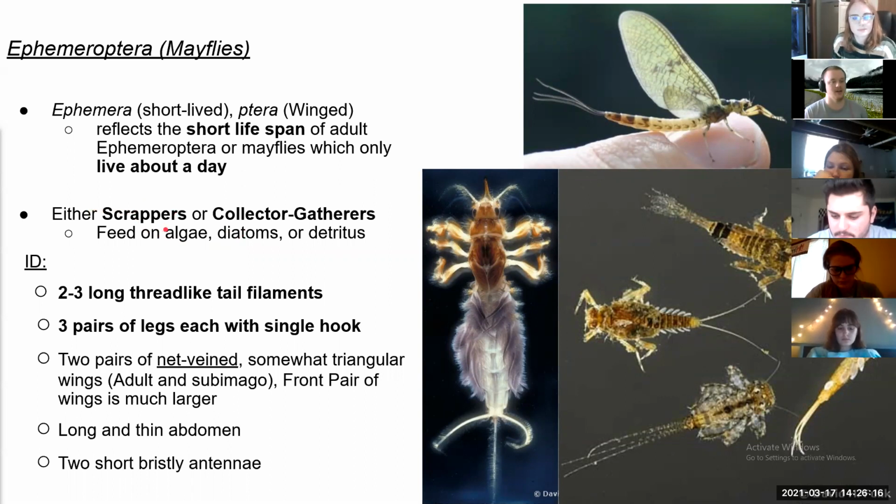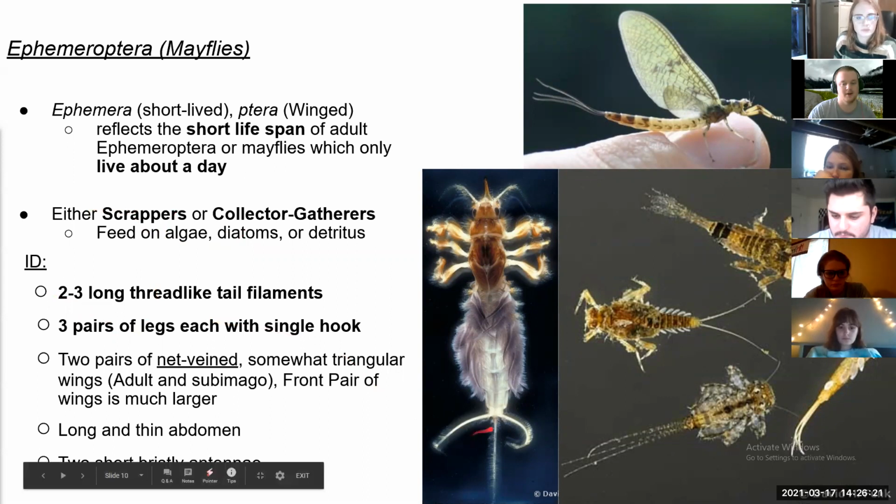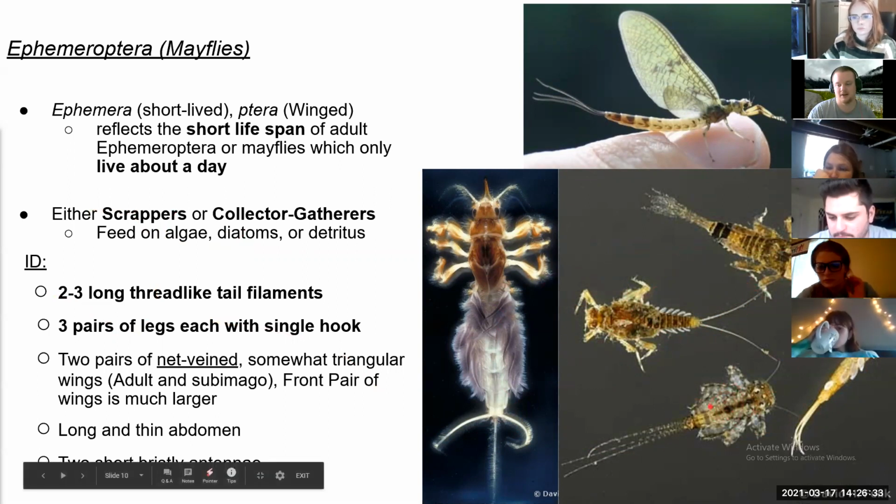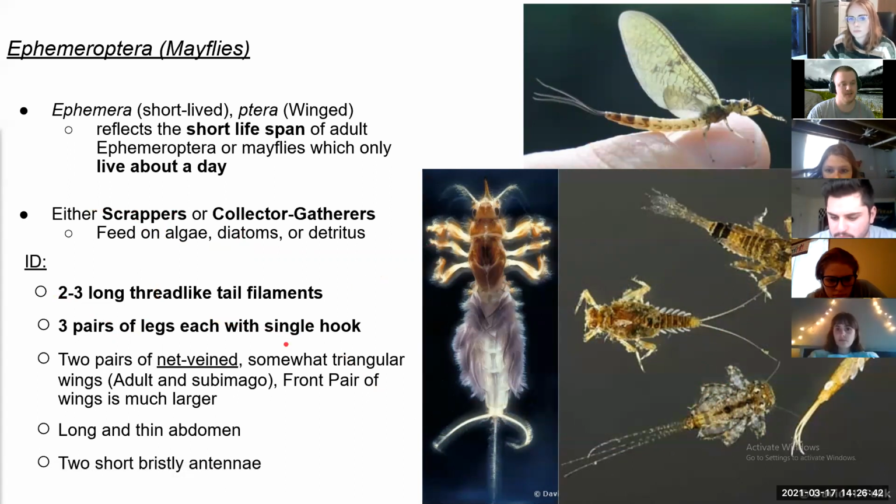So just as an ID, they have 2 to 3 long tail filaments. They don't always have this third one. You can see this one only has 2. And these are more juvenile, I would say. This one's probably in the sub-imago, and we'll go through that in the next slide. And then this would be your adult. So you can see another characteristic: they have 2 pairs of these net-veined wings. So that's what this pattern is here.